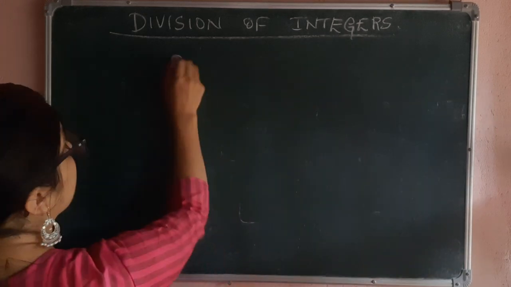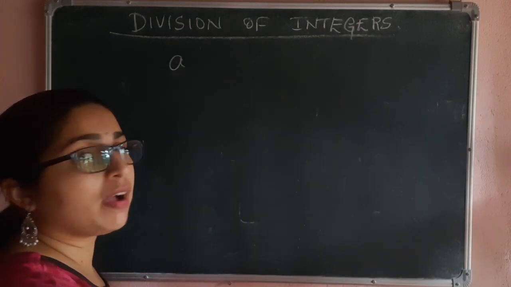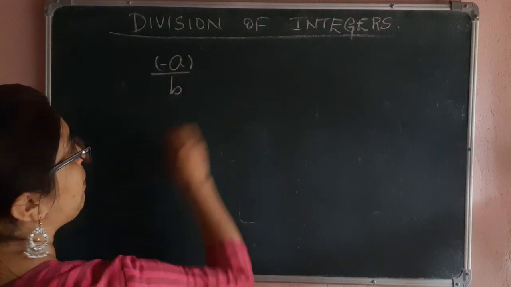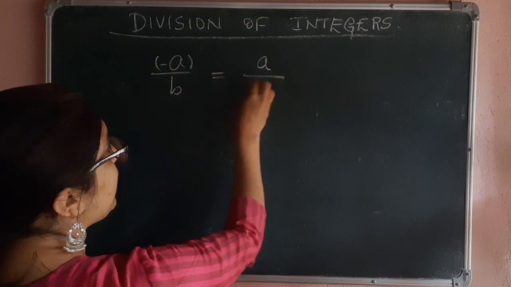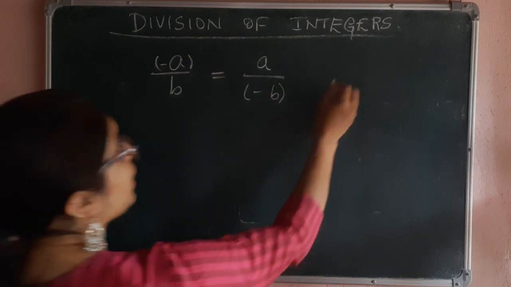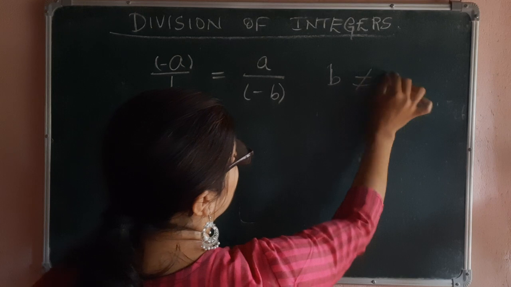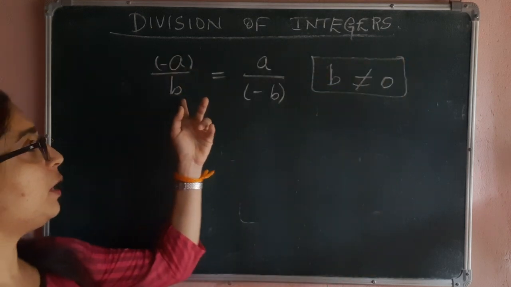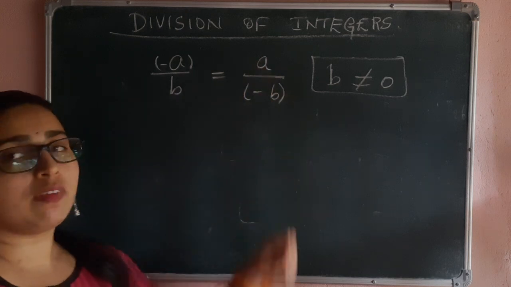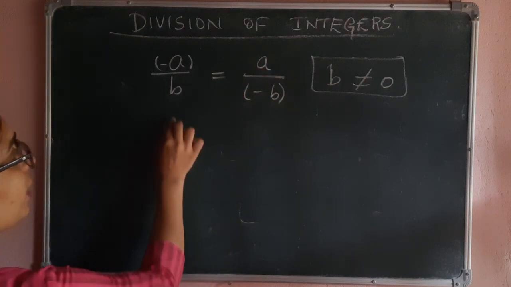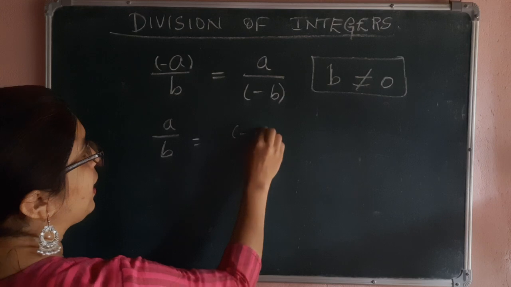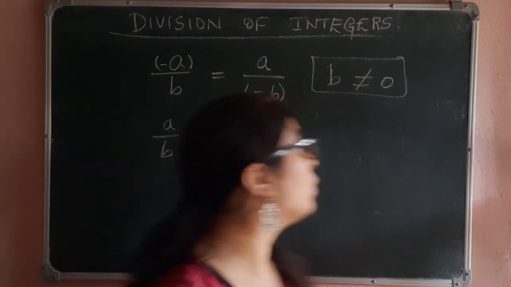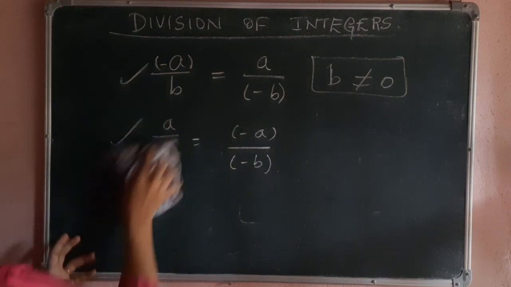Everywhere I got 5, right? So what you can write: minus a divided by b is equal to a divided by minus b, provided b is not equal to 0. So minus a divided by b is equal to a divided by minus b, or a by b is equal to minus a divided by minus b, where b is not equal to 0. So this is one case.